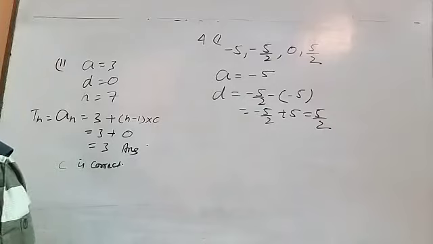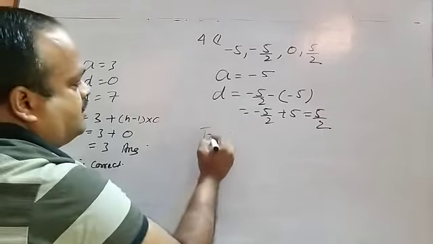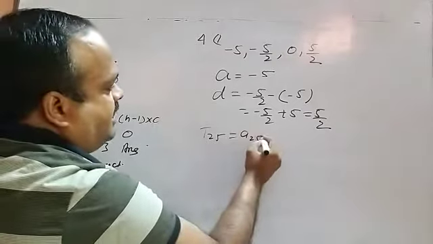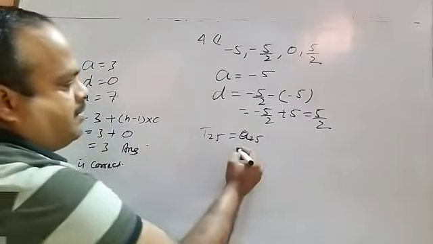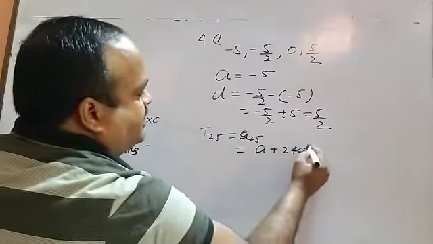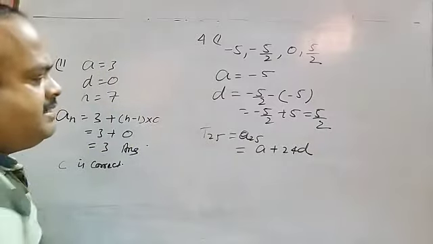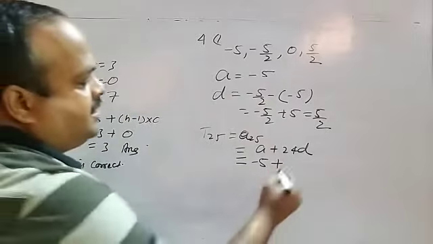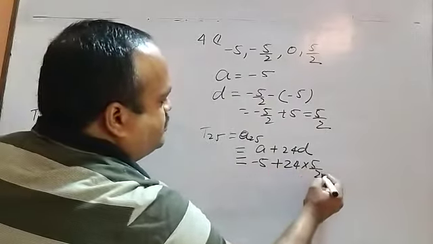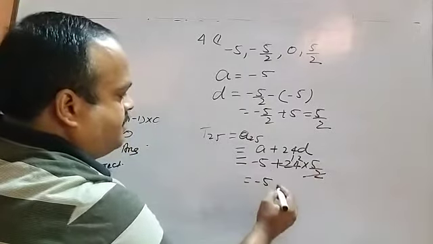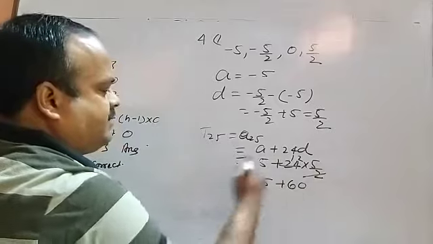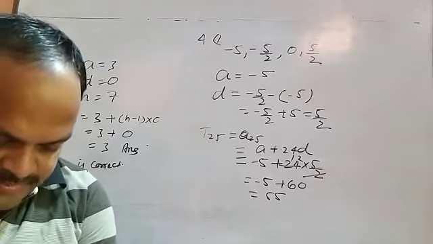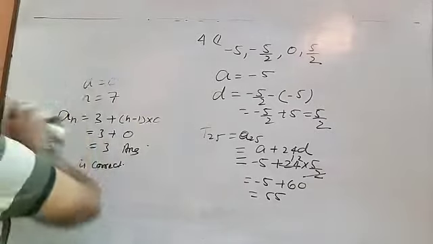And what we want? We want the 25th term. The symbol is T25 or a25. Keep it in mind. The formula will be a plus 24d. So a is minus 5 and d is 5 by 2. So 12, so minus 5 plus 60. 60 minus 5, 55. So the 25th term of this series will be 55. Next one.